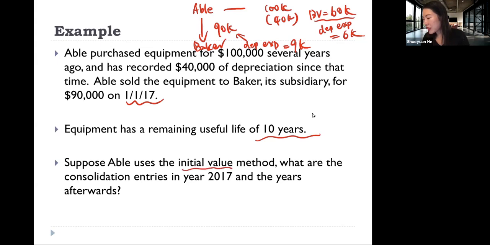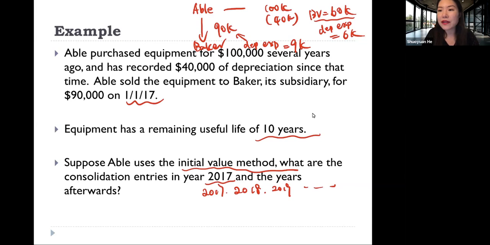Should Able use the initial value method, what are the consolidation entries in year 2017 and the years afterward? Here I just want you to write out year 2017, year 2018, and year 2019. For the following years, it will be just the same as what we are doing here. So please take 15 minutes and try to work on this example. You can pause your video for now.